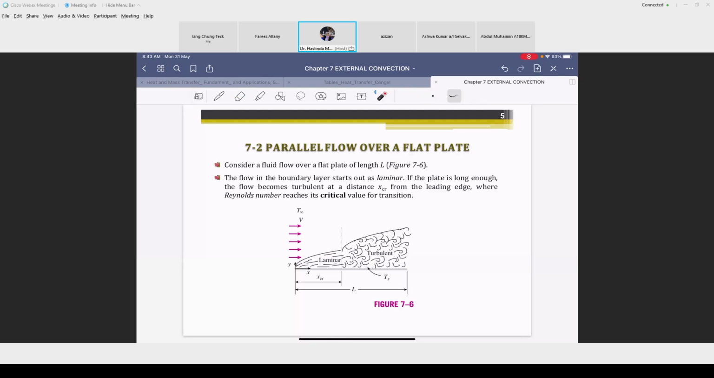From this figure, this is a flat plate, and then the velocity, the flow of the fluid, this one is called what?